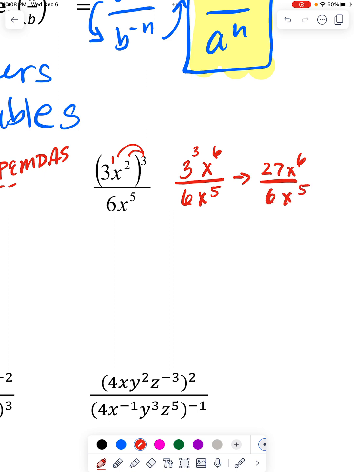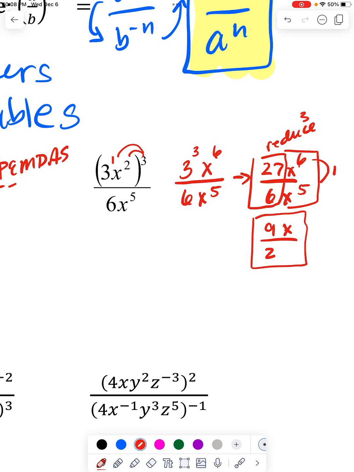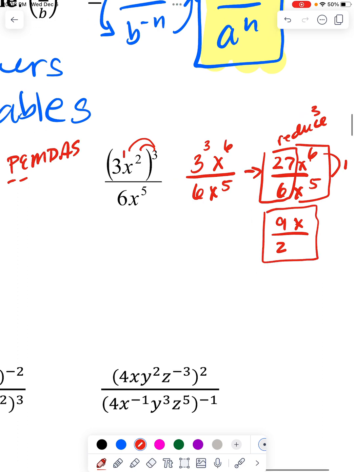And now I'm going to take a look here and be like, all right, I need to reduce this. And I can reduce it by 3 because 3 goes into both. So I get 9 over 2. And then looking at the x, I have 6 on the top, 5 on the bottom. That's a difference of 1. And that 1 extra would go on the top because that's where I had the most. So that's where my extras would be.